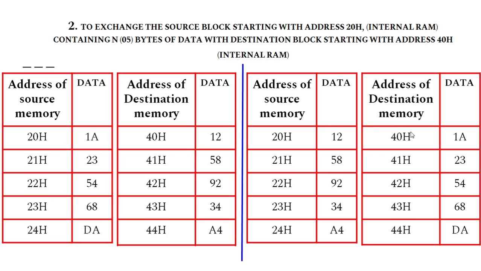So this has to be done. So you can compare it. Everything has been exchanged here. So this is after execution and this is before execution. Okay, so first you need to understand what we need to do, what has to be there before execution and what has to be done after execution. Okay, so now let's see what is the flow.